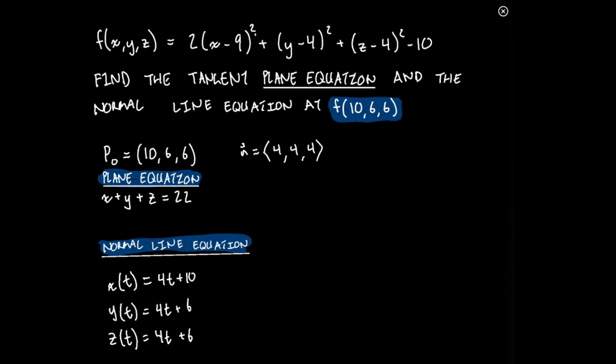All right. And if we wanted to write this in a vector form, we could do, I don't know, L of t equals 4t plus 10, 4t plus 6, and 4t plus 6. Now, you could leave it in either one of these formats, and you would technically be correct. But just a little bit of bonus material on top of this.